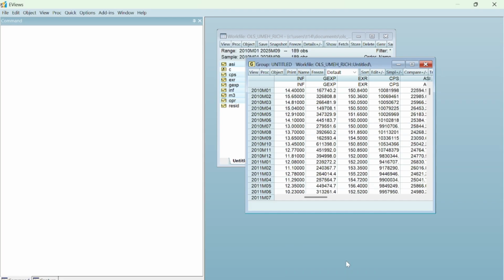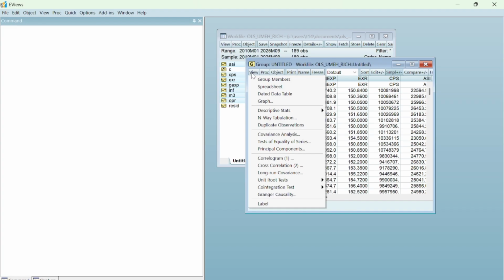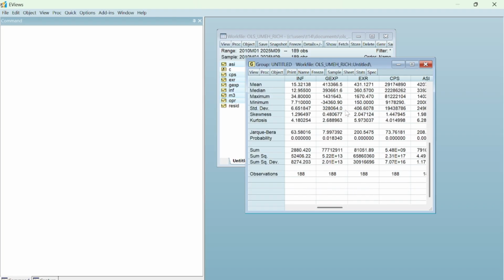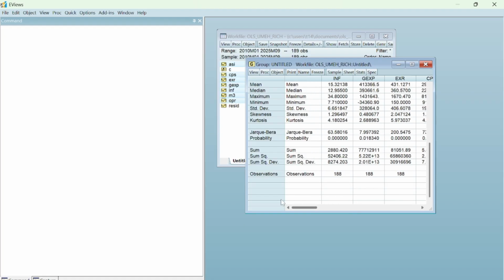Depending on your version, you might see descriptive statistics here, or others you might not see. Or you click here, you click on Common Sample, and then it shows you the descriptive statistics of these variables. So this is how you do it in EViews 14. This is your mean, this is your median, this is your maximum, this is your minimum.